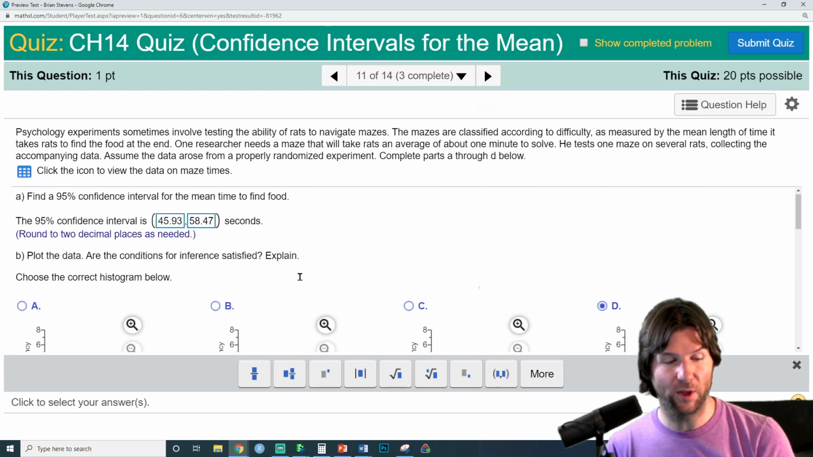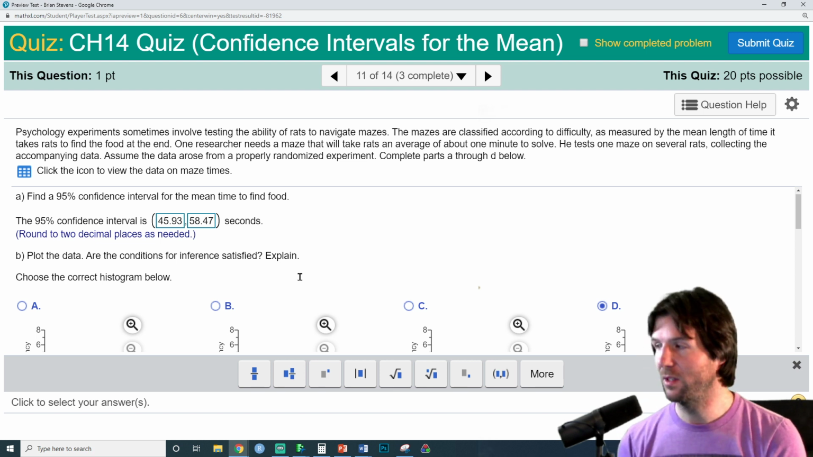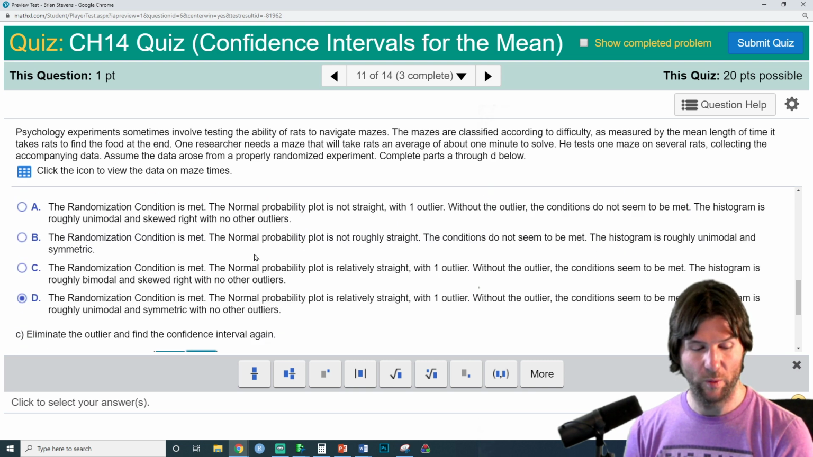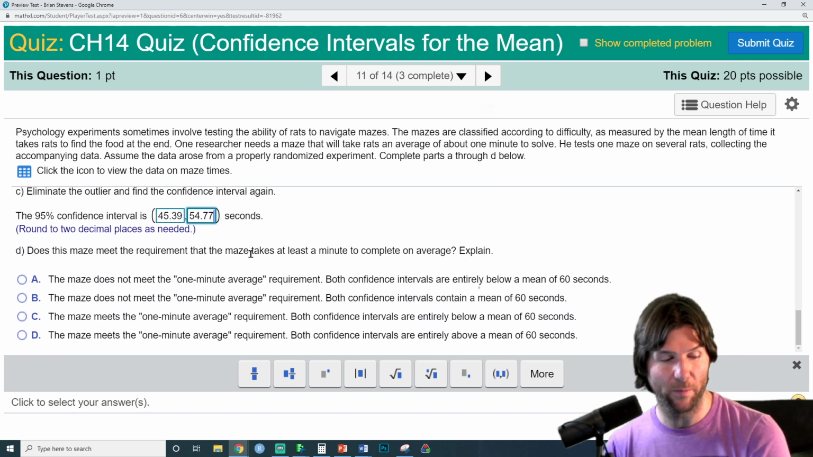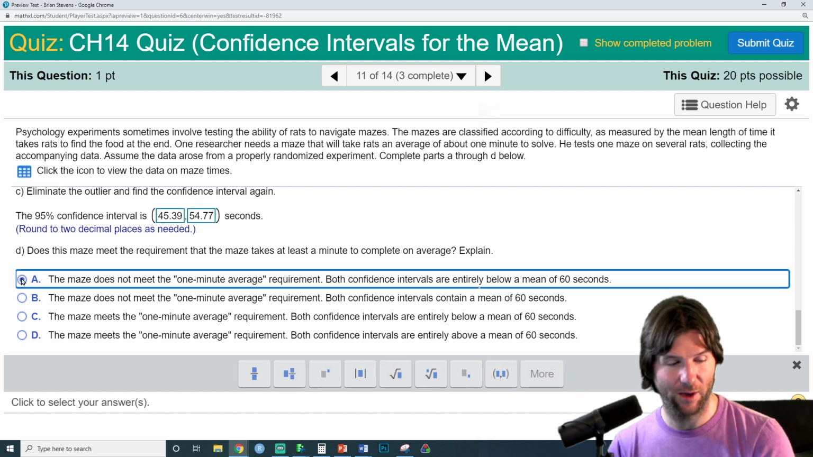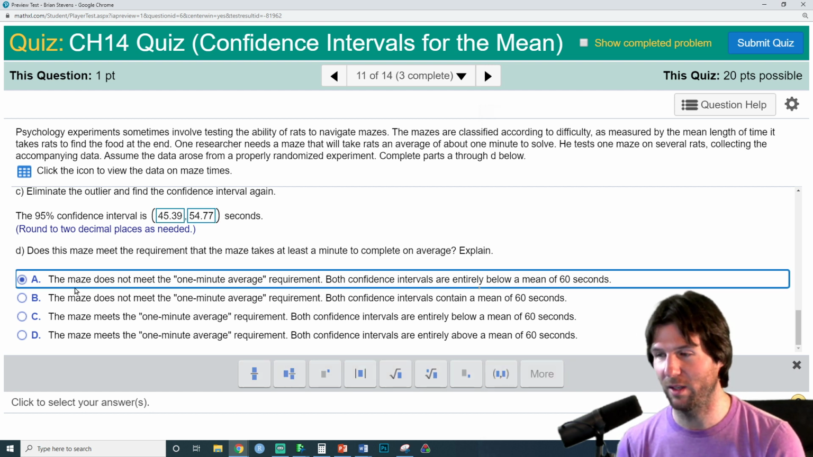If you look at these intervals, we're trying to do like a 1 minute maze. So these intervals would not actually contain the 1 minute right here. So we go down, and does this interval meet the 1 minute? Does the maze meet the requirement that it takes at least 1 minute? The maze does not meet the requirement. Both intervals are entirely below. Let's hope I didn't do this one too quickly.